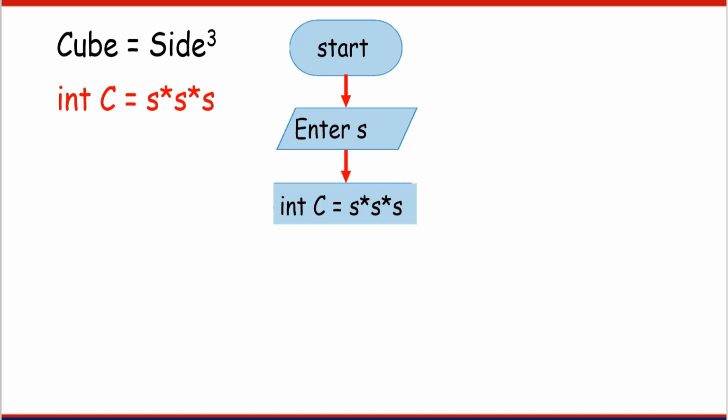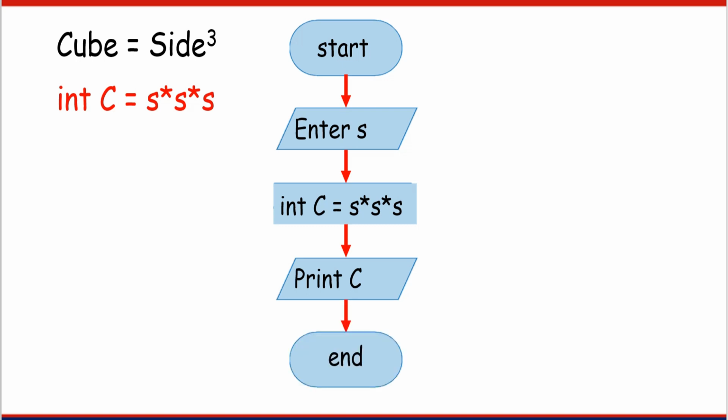For the next step, we will just copy our derived formula and write it on the process symbol. After that, we will print the variable on the left side of the equal sign. In our example, we will write print C. For us to close the flowchart, we have to draw another terminal symbol with end written on it.